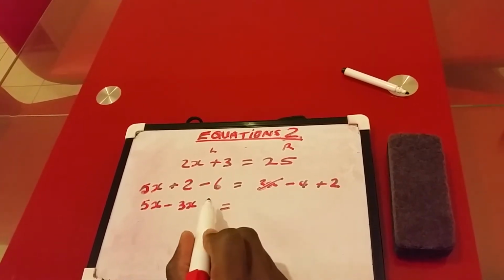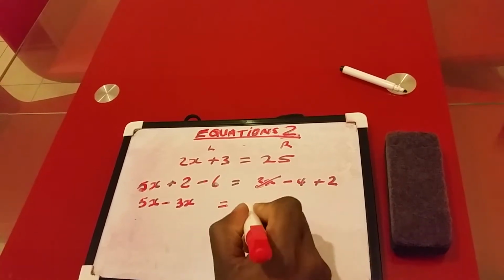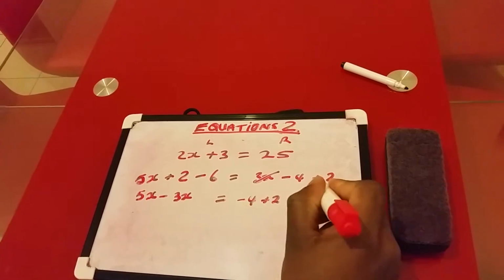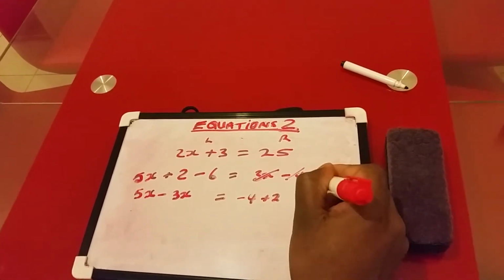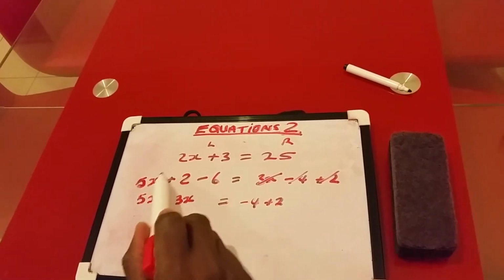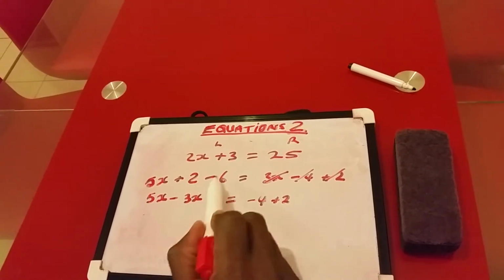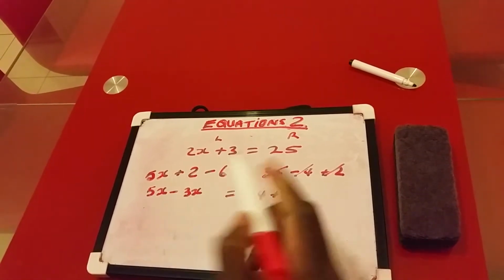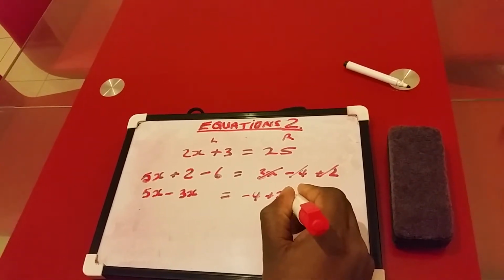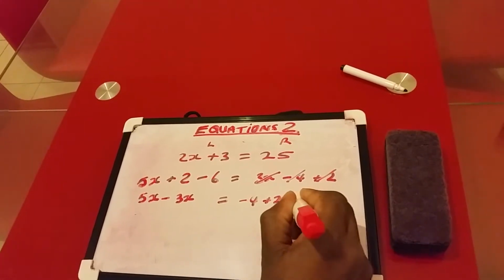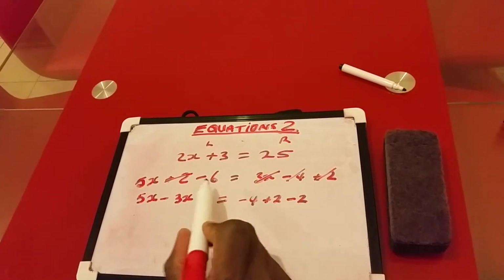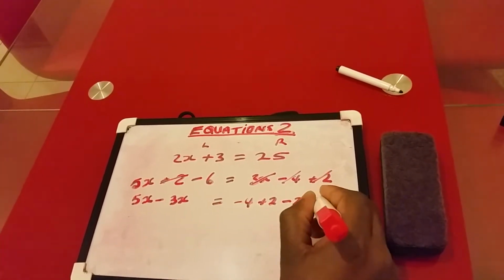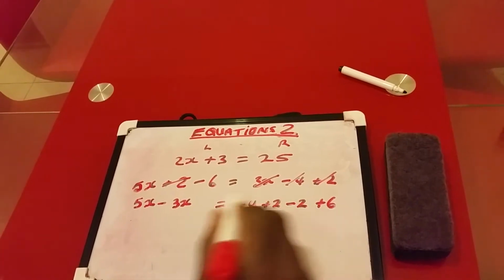Now, we have minus 4 and plus 2 on the right hand side, so I'm going to leave those two on that side, and I'm going to remove these two numerical values from the left and put them to the right. So I've got plus 2 on the left, so if I take it to the right it becomes minus 2. I have minus 6 on the left, I just take it to the right, it becomes plus 6. Now I can tidy this up.